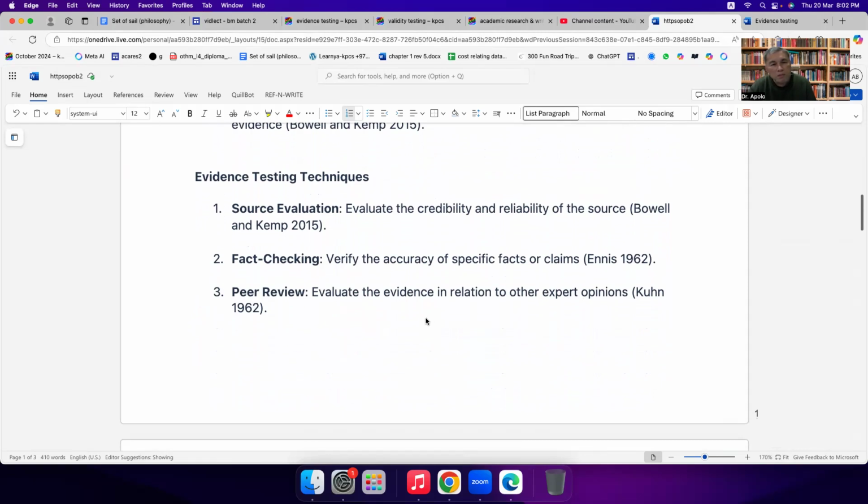Evidence testing techniques: source evaluation, the credibility and reliability of the person. For example, on a health issue, if the one claiming efficacy is not a doctor, how can we believe him? He's not a doctor. Or fact checking: verify the accuracy of specific facts or claims. Is it a fact? Was it published during your time? Who is the author who wrote about that topic? Things like that. Peer review, for example in research, is when somebody has checked the work and the opinion.